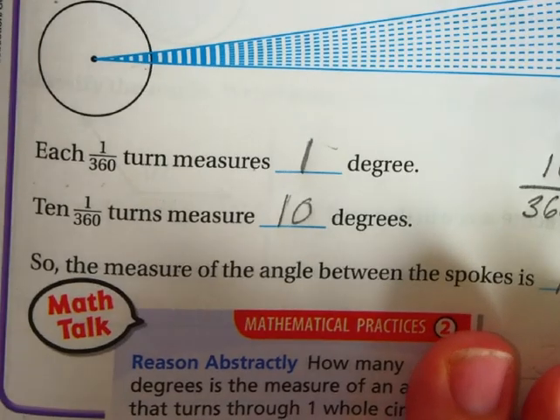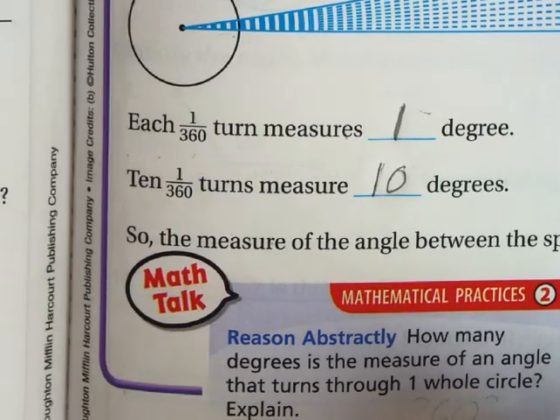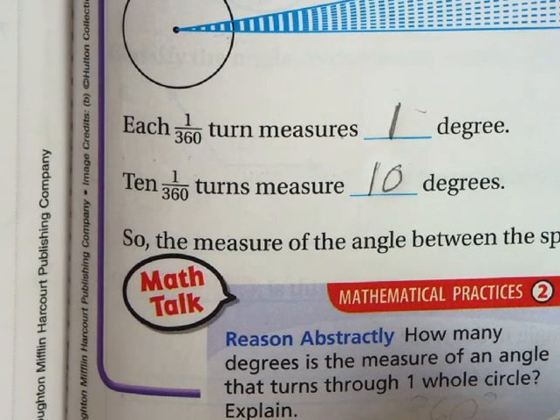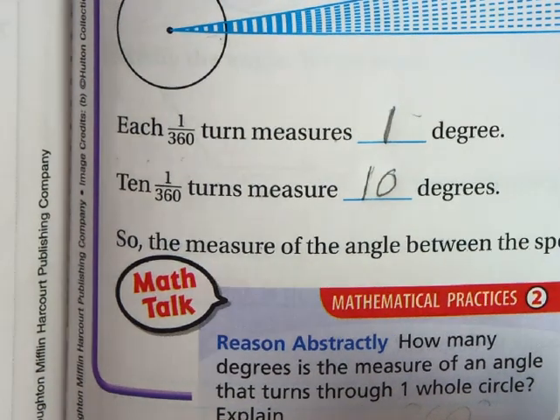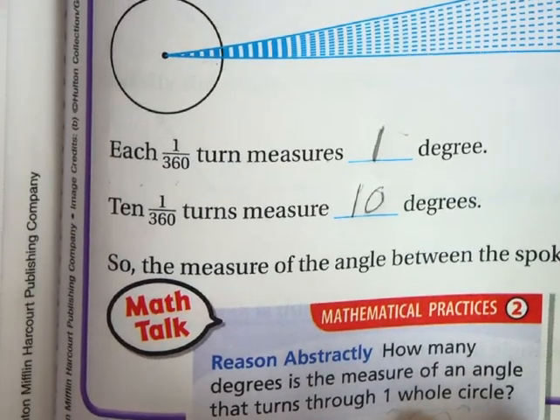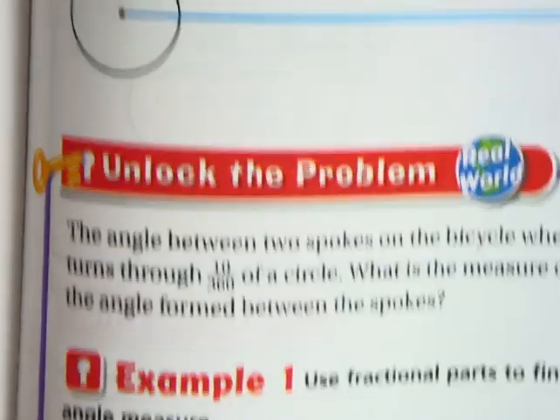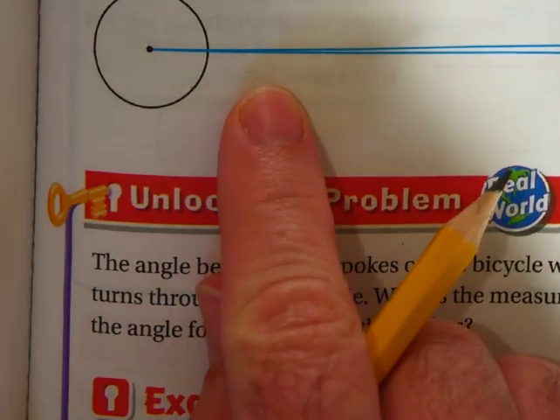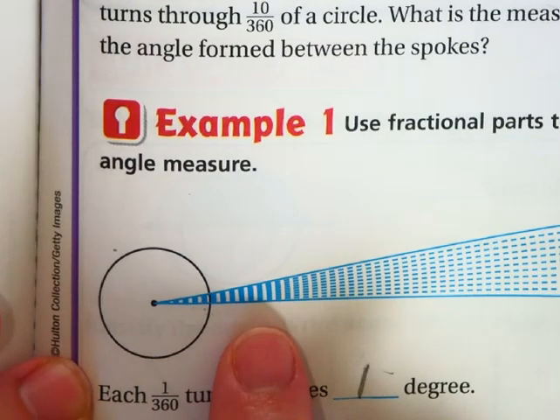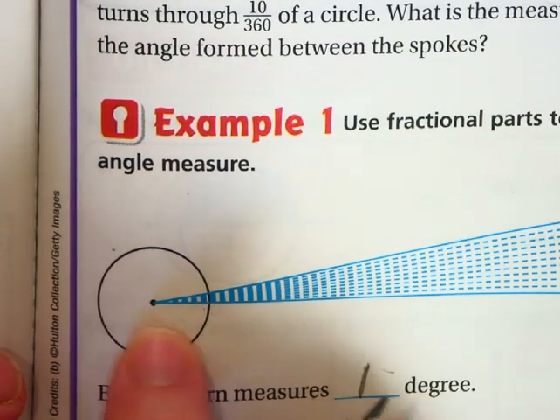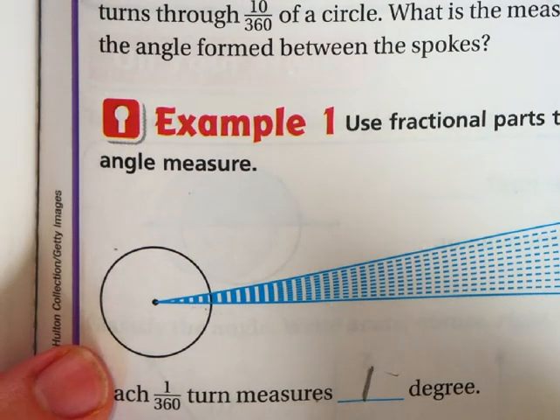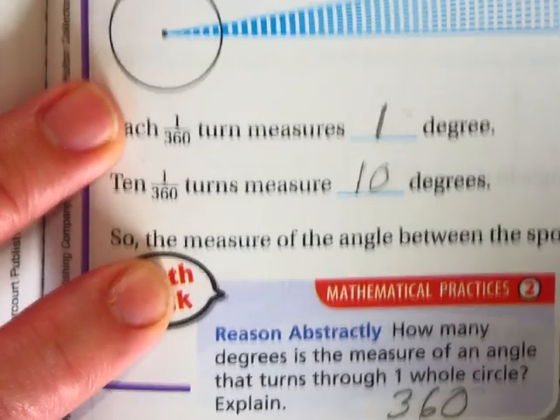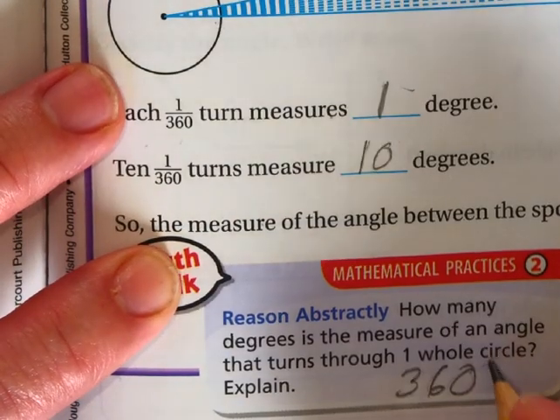All right. Reason abstractly. How many degrees is the measure of an angle that runs through one whole circle? Explain. Well, if this shows 1 degree, and this shows 10 degrees, if I go all the way around the circle, wouldn't that be 360 degrees?